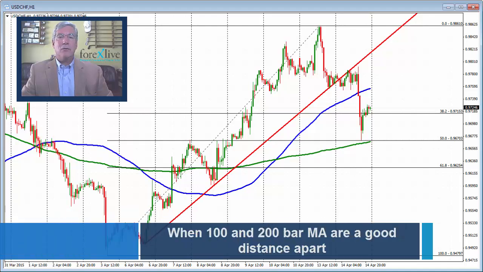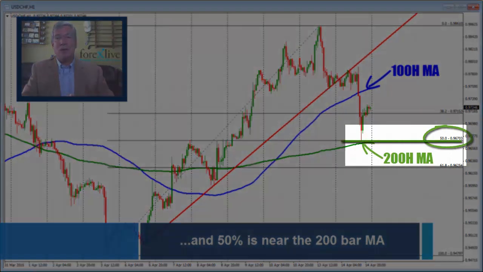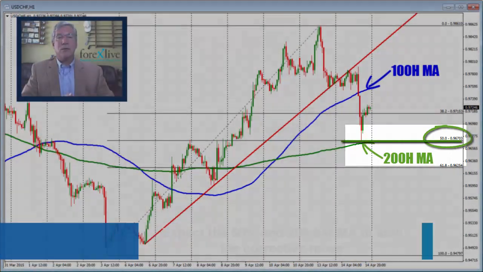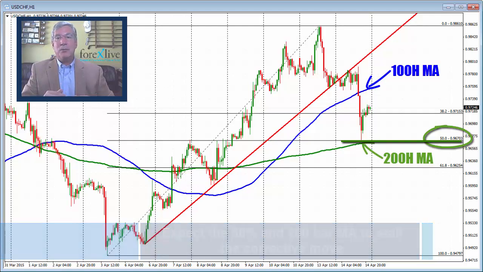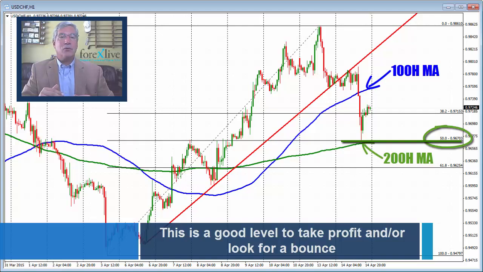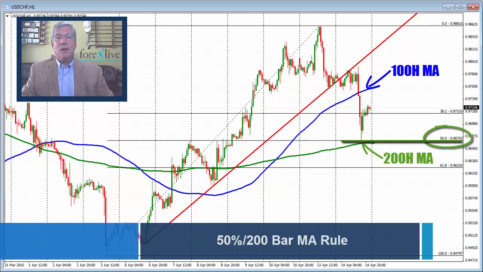In general, when the 100 and 200 bar moving average are a good distance apart, like they are on the hourly chart today, and the 50% retracement of the most recent trend is near the 200 bar moving average, you can expect the level to stall the corrective move, at least on the first test. It is a good place to take profit or enter a trade looking for a bounce. I call it the 50% 200 bar moving average rule. Why does the price tend to stall against two levels? Let's break the trade down.